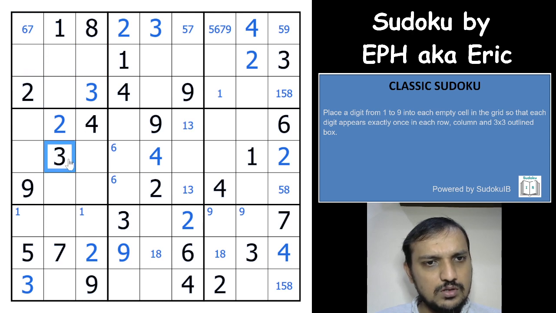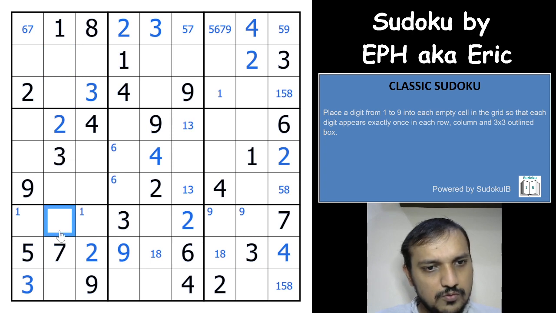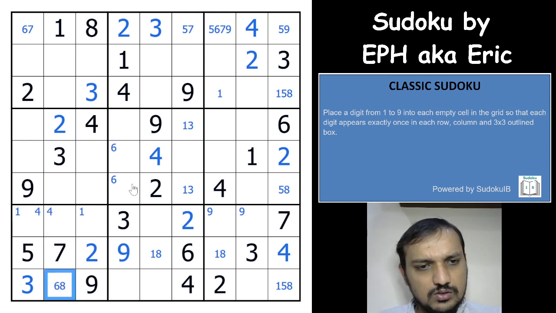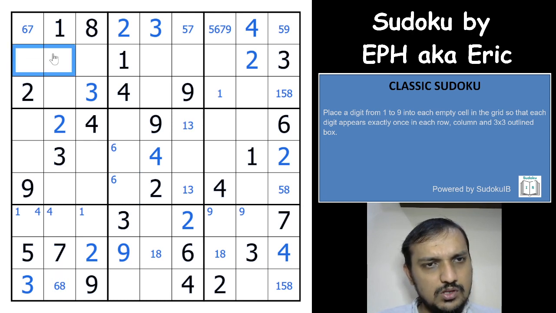Okay, anything else we get here? 4 6 and 8. So 4 is in one of these two cells. So these are 6 and 8 in any order. I mean to say 6 and 8 anywhere. And 4 is in one of these two cells. It's not helping us.